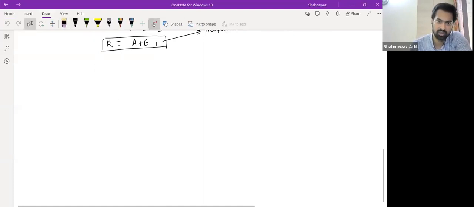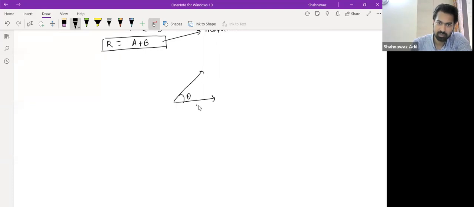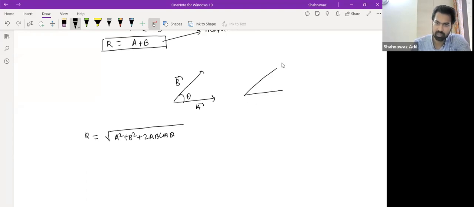Right, revision is important. As you already know, we have this polar form. We have two vectors, and the angle between them is theta. We apply the parallelogram law, and the magnitude of this vector is how much, Rishita? Yes, Rishita. So root of a squared plus b squared plus 2ab cos theta. So this is the magnitude, and just remember this diagram.